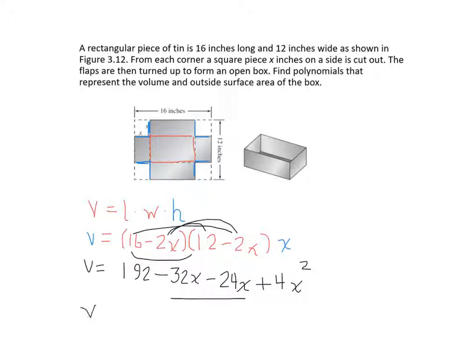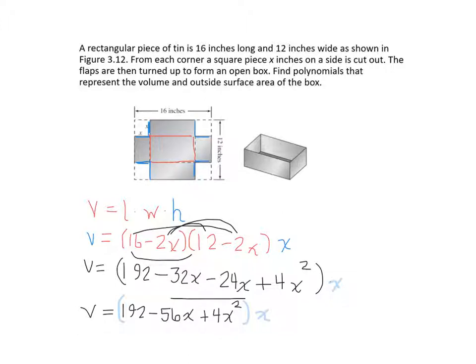So now I'm going to have 192 minus 56x plus 4x squared. That's my length times my width. But that, we remember, has to be multiplied by my height. So we're going to have to multiply that answer by the height that we have of x. So we're basically just going to distribute that x.